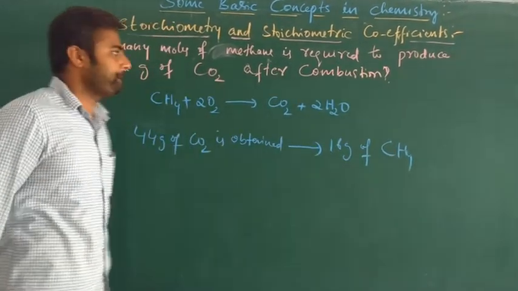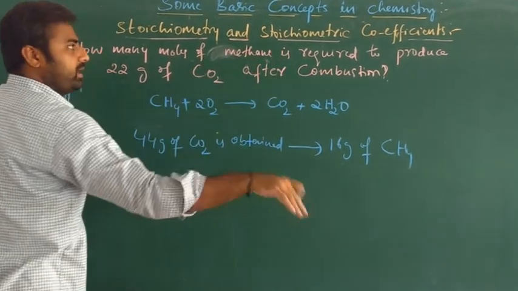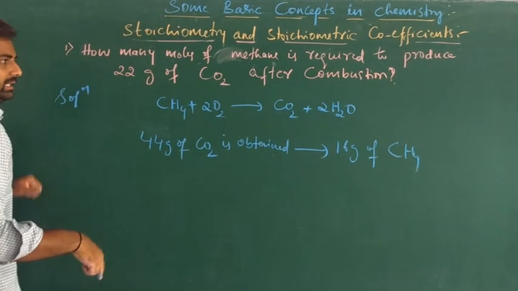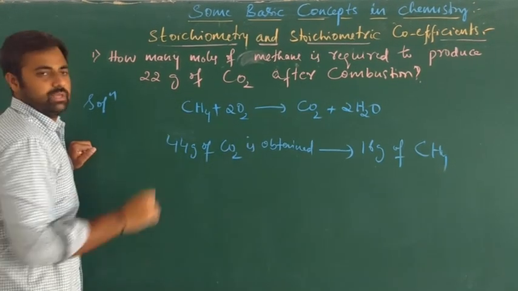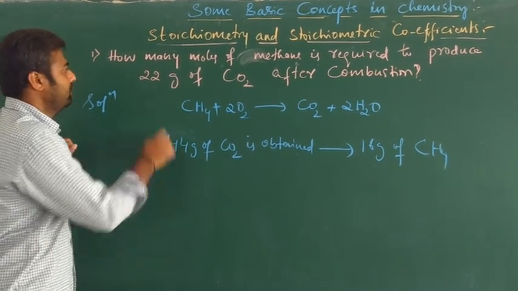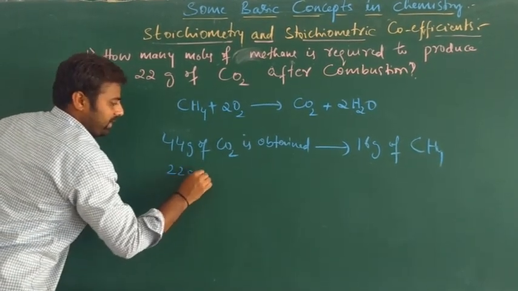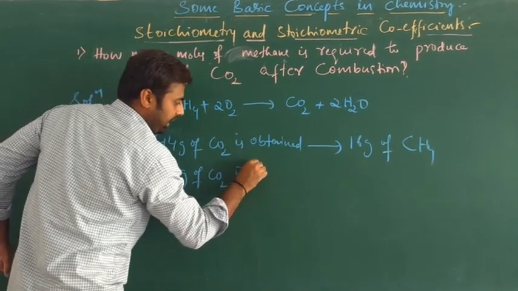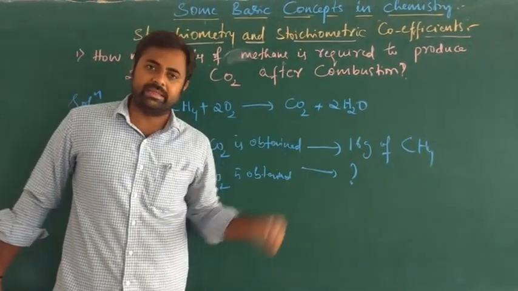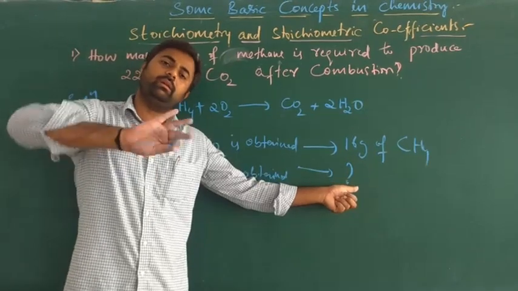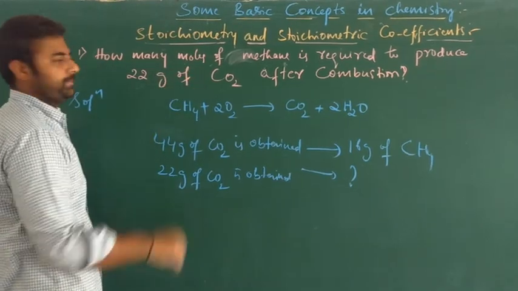From this balanced equation, you can easily write like this: 44 grams of carbon dioxide is obtained from 16 grams of methane. Then they have asked a question: how many moles of methane is required to produce 22 grams of carbon dioxide? First, you have to calculate how much methane in grams is needed to obtain the 22 grams of carbon dioxide. Right? 44 grams of carbon dioxide is obtained from 16 grams of methane. Then 22 grams of carbon dioxide is obtained from how many grams of methane? Simple. First you have to calculate it, then you can convert it into moles, because they have asked in moles. Right?